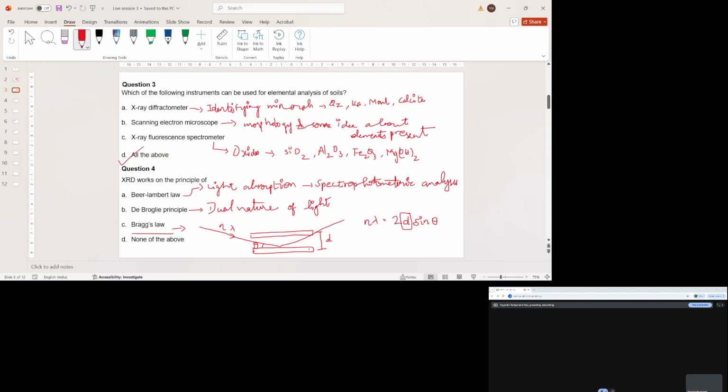Based on the interplanar distance, we try to quantify. There is a complete database where for each peak you get a corresponding mineral. Usually it is done by a software called X'Pert HighScore. You can search for it on the net, where you can get the complete database for XRD analysis. Based on these interplanar distances, the type of mineral is identified and estimated. All right.